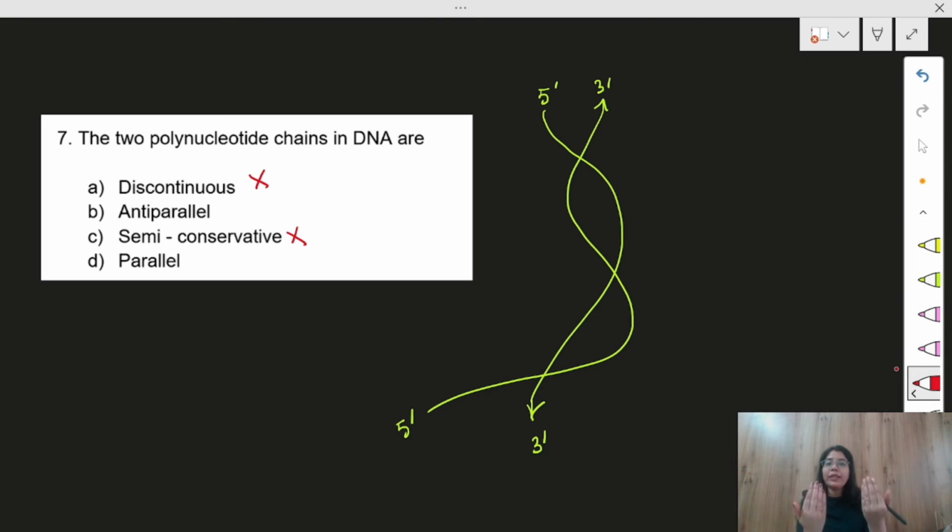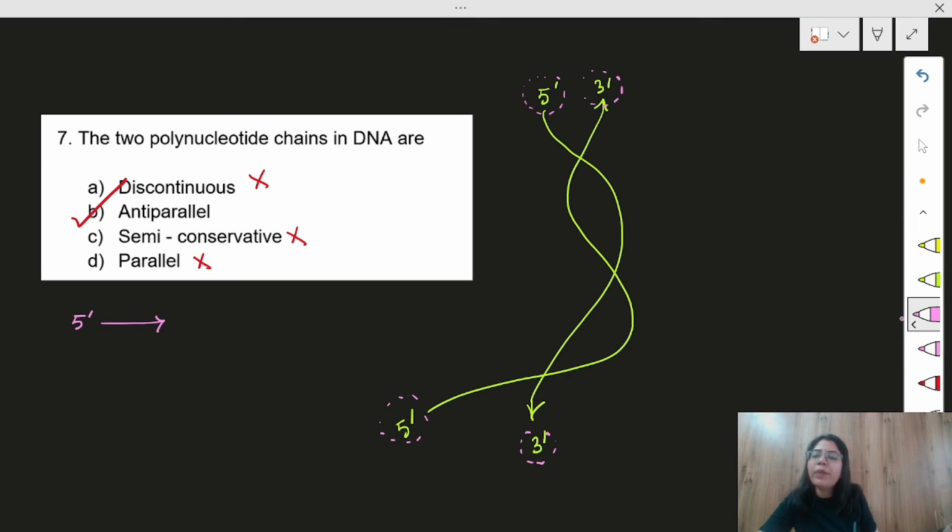Parallel means same polarity, 5 prime to 5 prime. If this strand is, the other strand should also be 5 prime to 5 prime. No, this is also wrong. What is the answer? Anti-parallel. You can see this is the 5 prime end, and opposite to this is the 3 prime end. You don't have 5 prime to 5 prime. This condition never exists. Always remember, you can never make 5 prime, 5 prime, 3 prime, 3 prime like this. This is wrong, it is not possible.